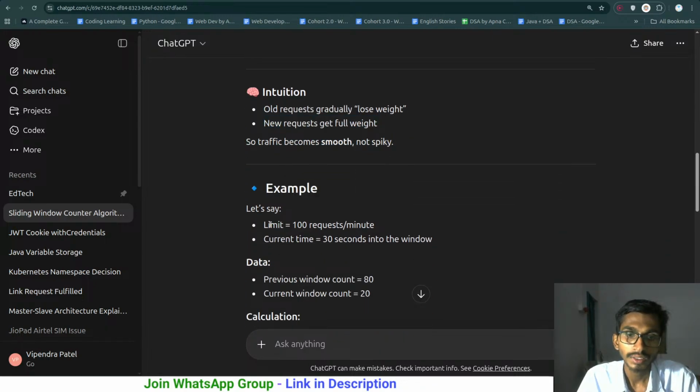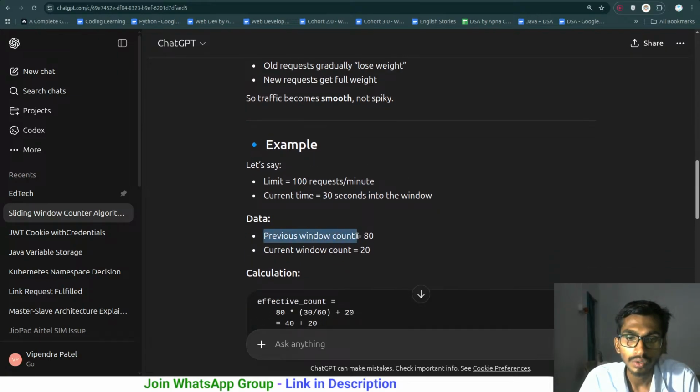Let me see. Let's say limit is 100 requests per minute. Current time is 30 seconds into the window. So previous window count is 80 and current window count is 20.